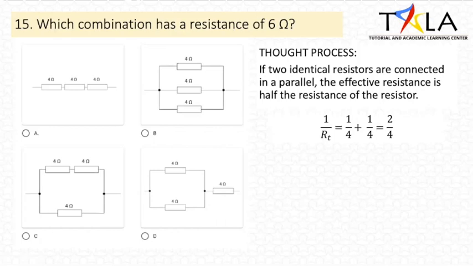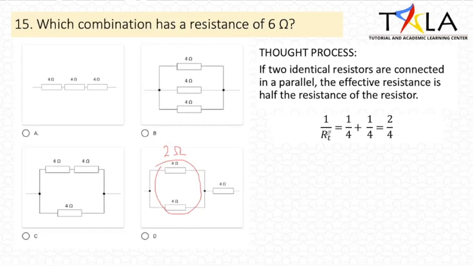For example, itong letter D, di ba? Meron tayong parallel circuit, tapos identical na 4 ohms yung dalawa nating resistors. Therefore, yung resistance ng buong circuit na to would be the half of 4, which is 2 ohms. Yes, but take note, this is applicable only if you have two identical resistors. Kapag 3 na dito, hindi na siya applicable. Okay? Ma'am, di ba may positive and negative siya?